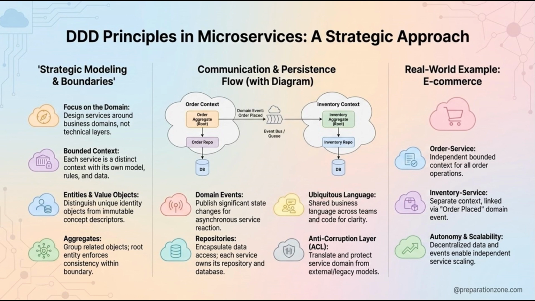A real example is an e-commerce platform. The order service owns everything about the orders. The inventory system lives in its own context and simply reacts when it hears "order placed." Separate models, separate data, and clean boundaries. So DDD helps microservices stay focused, independent, and aligned with the business. Exactly what a scalable system needs.